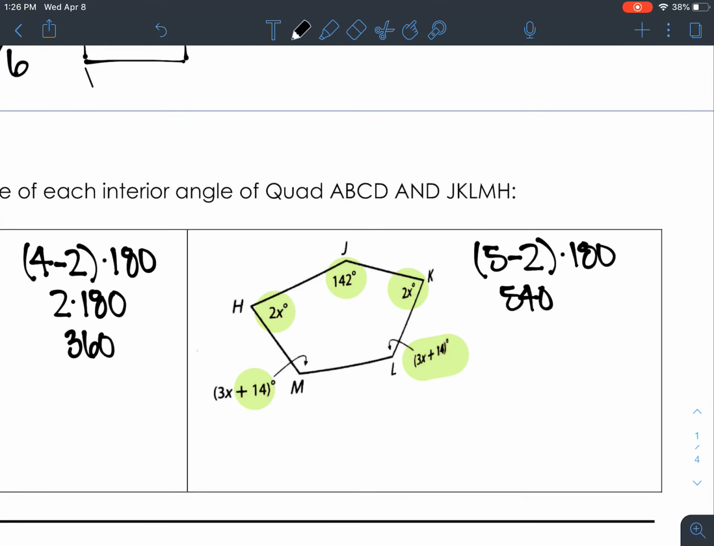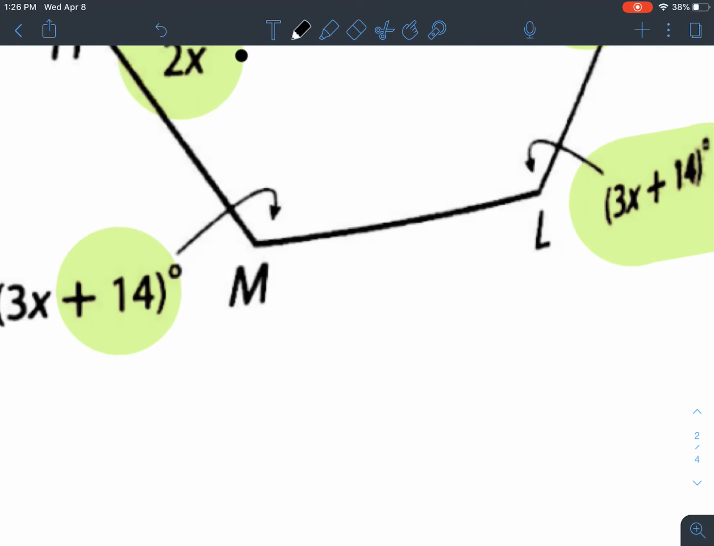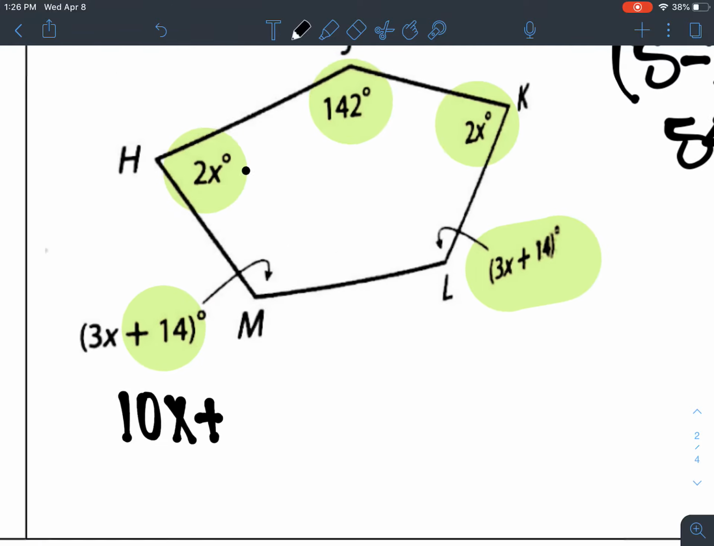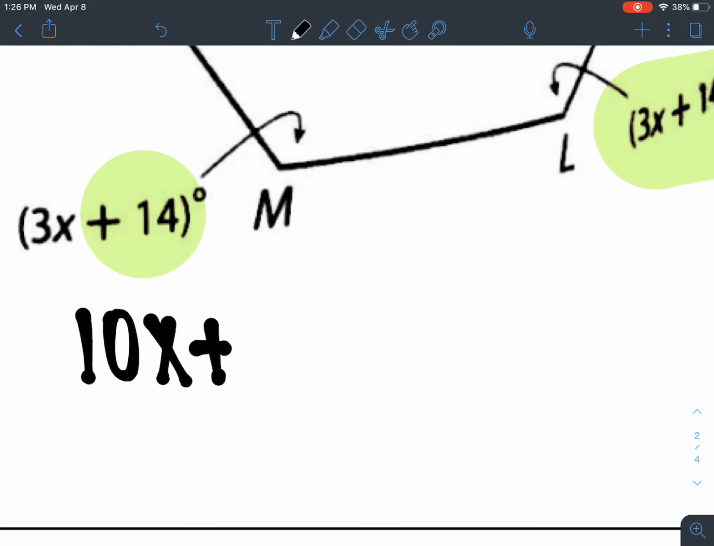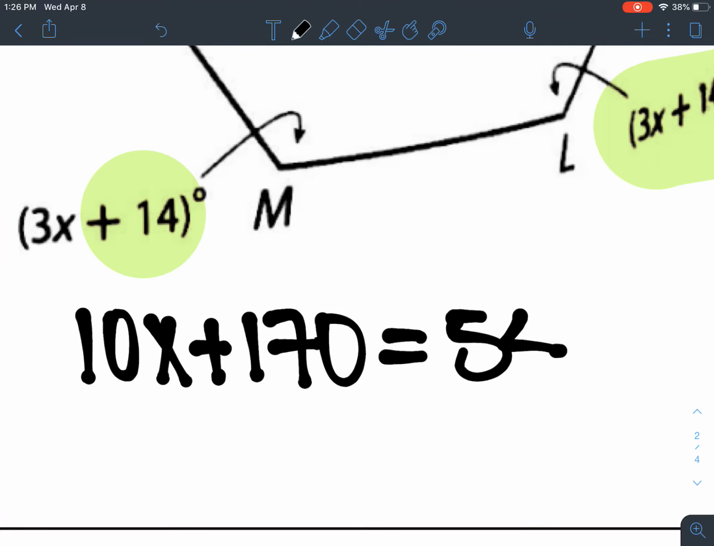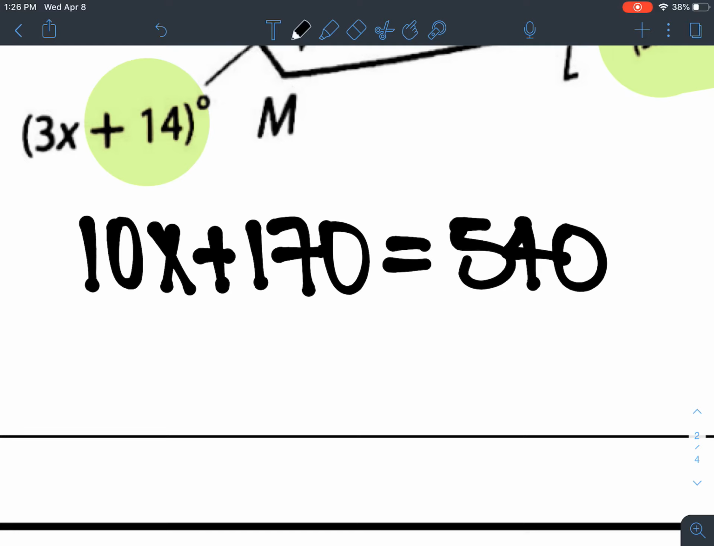If you combine like terms here, we're going to add the 2x, the 2x, the 3x, and the 3x, and we're going to get 10x plus, and then if you combine the 14 plus 14 plus 142, you're going to get 170, and you're going to set that equal to 540. Solving that, you're going to get x is equal to 37.